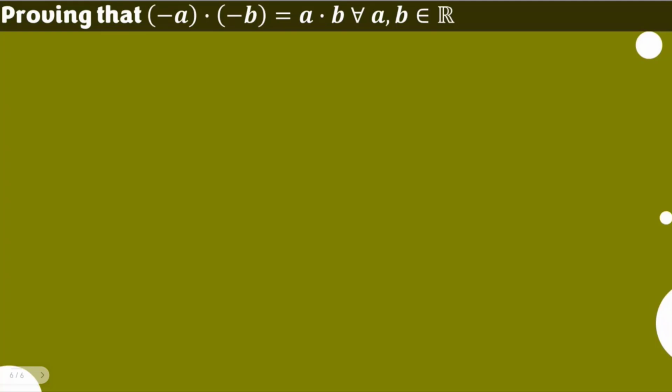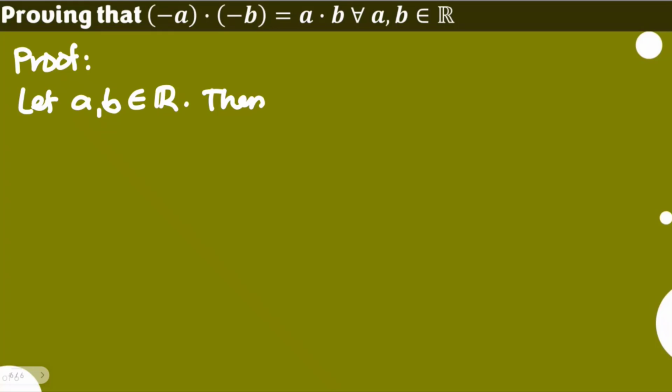Hence, we are going to use the algebraic properties of the real numbers in order for us to show that the left-hand side is equal to the right-hand side. Now, let's have this proof here. First, let a and b be elements of the real numbers. This is for us to use the algebraic properties of real numbers. Then, we are going to show that the left-hand side, the product of negative a and negative b, is equal to this using the algebraic properties of real numbers.